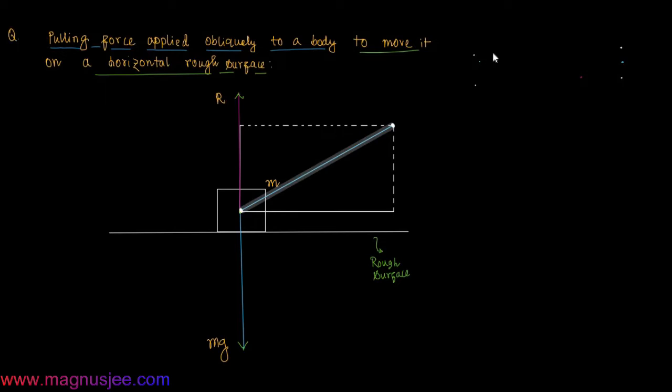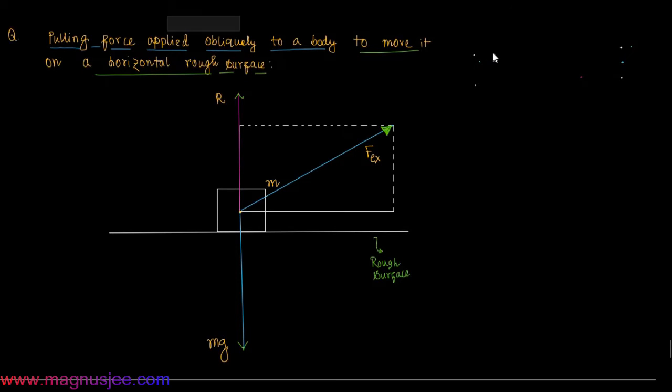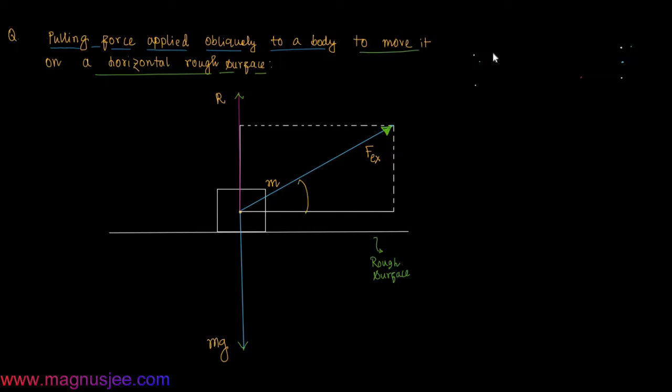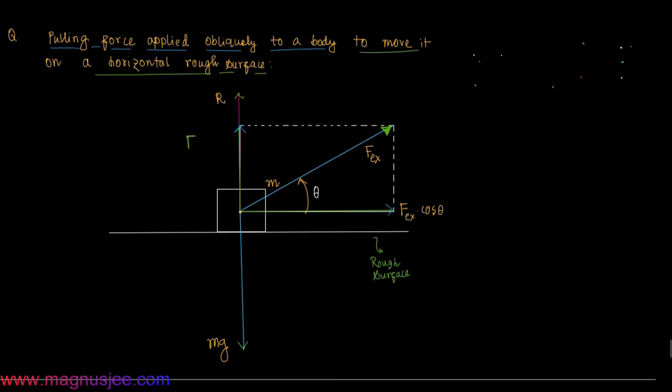This is the direction along which the external pulling force Fex is acted on the body at an angle theta with the horizontal direction. The rectangular component of pulling force Fex in the horizontal direction is Fex cos theta. Similarly, the other rectangular component, acting in the vertically upward direction, is Fex sin theta.